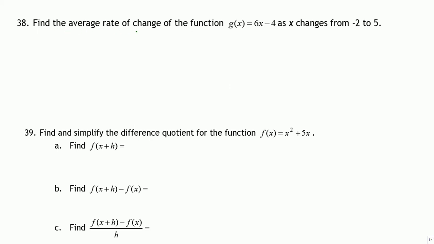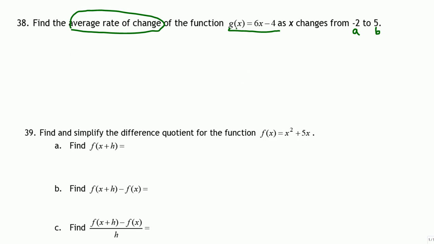Find the average rate of change of the function g(x) = 6x - 4 as x changes from -2 to 5. That's a to b. We know the formula for average rate of change. It will be given by g at b minus g at a over b minus a, which is basically the slope of a line. That's rise over run. Rise over run means change in y coordinates divided by change in x coordinates.